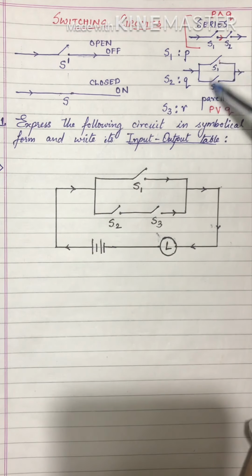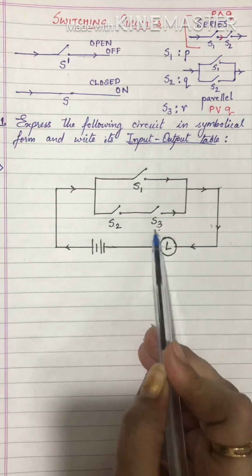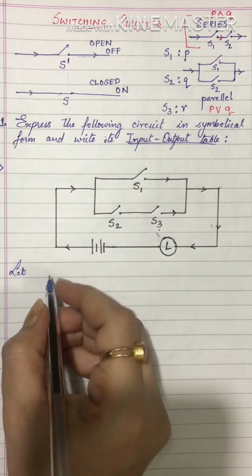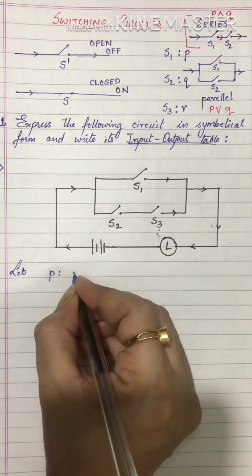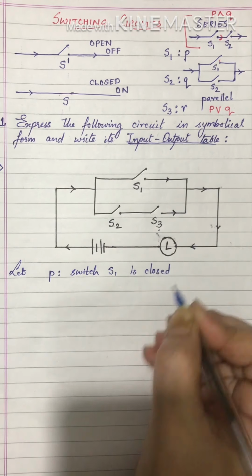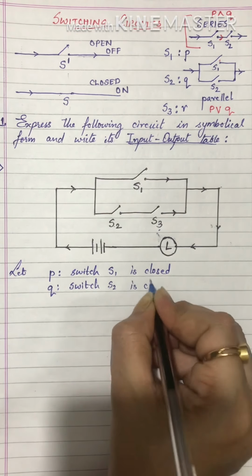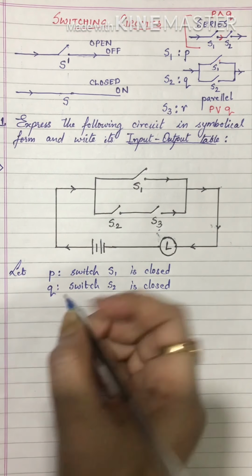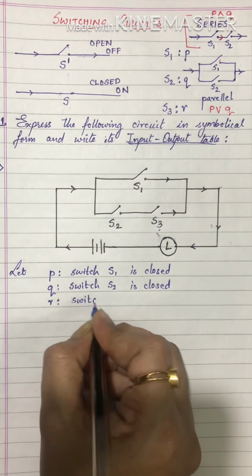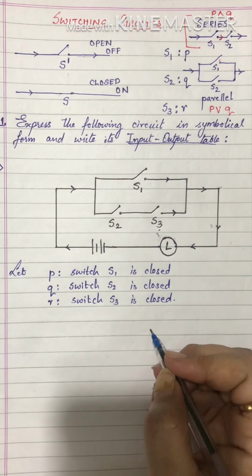Now as I have explained earlier, S1 is connected in parallel with S2 and S3 which are in series, right? Okay, so what you need to do, first of all, declare the switches. We say let P be the statement switch S1 is closed, Q be the statement switch S2 is closed, and here there is a third switch used, so we will have to take R, which will show that switch S3 is closed. Okay, this is how we will declare the switches first of all.